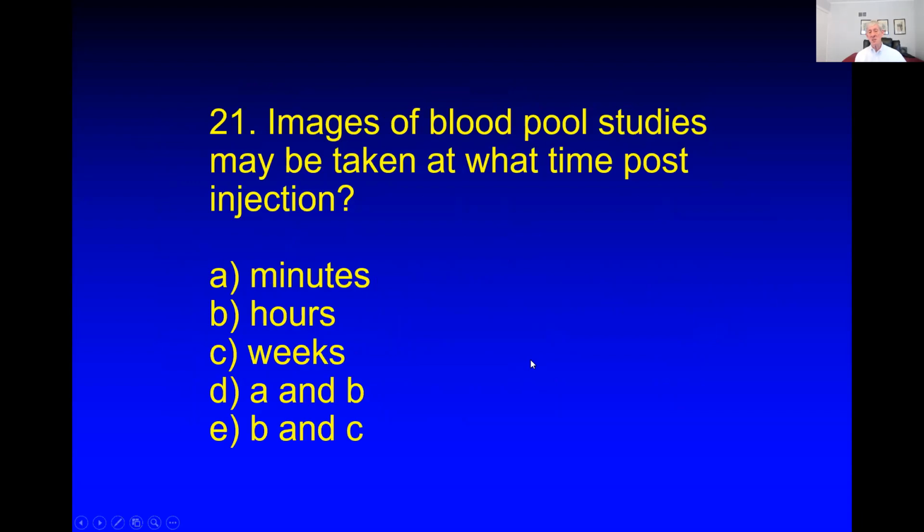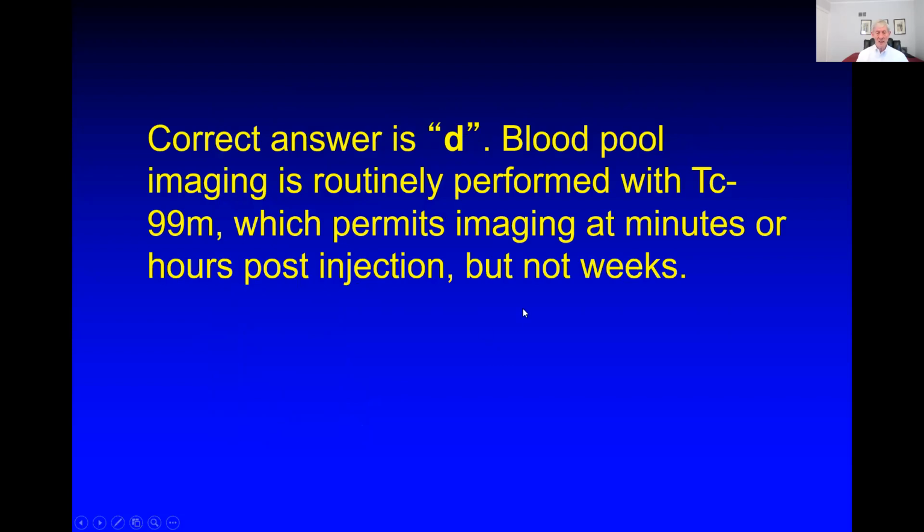Okay. Images of blood pool studies may be taken at what times post-injection? Can we do it in minutes? Yes. Can we do it in hours? Yes. Can we do it in weeks? No. So A and B, and therefore choice D would be correct.